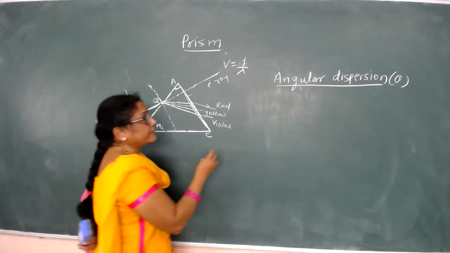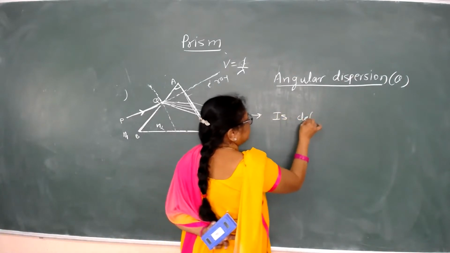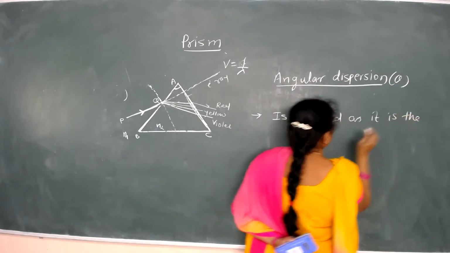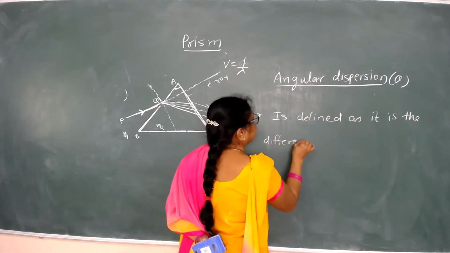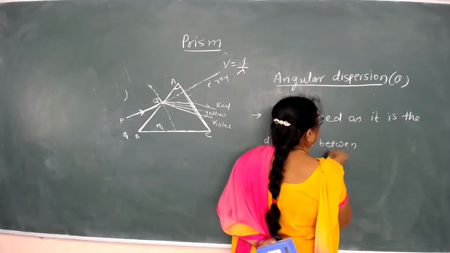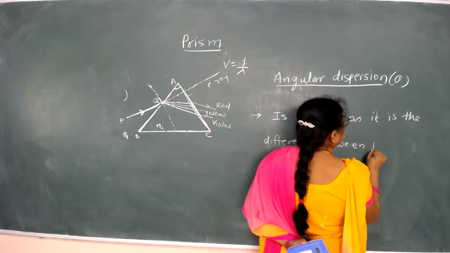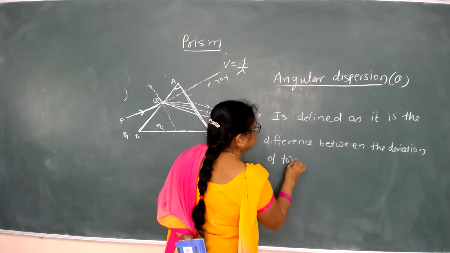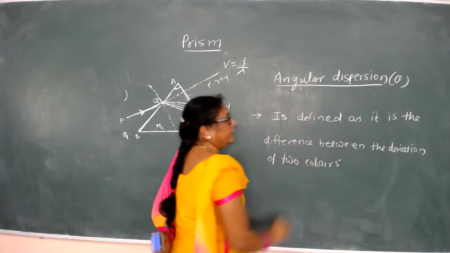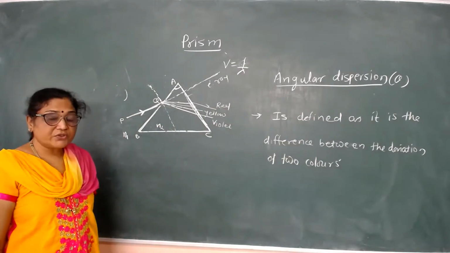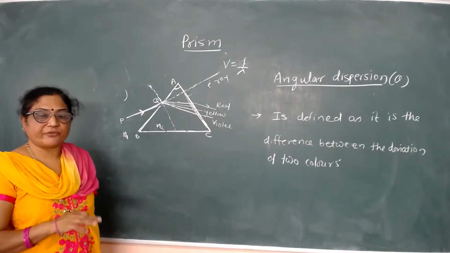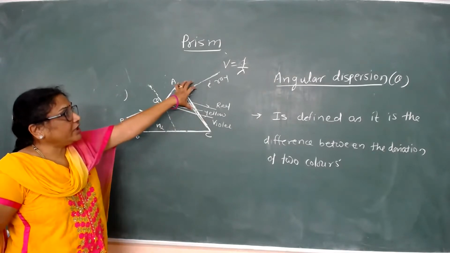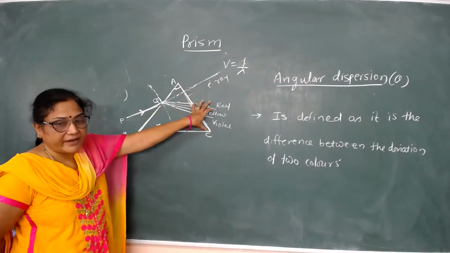Angular dispersion is defined as the difference between the deviations of two colors. That is known as angular dispersion. If we consider the first color and the last color, we find the angular dispersion between the red color and violet color.